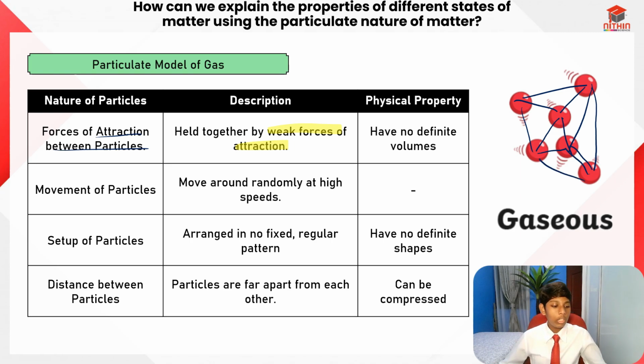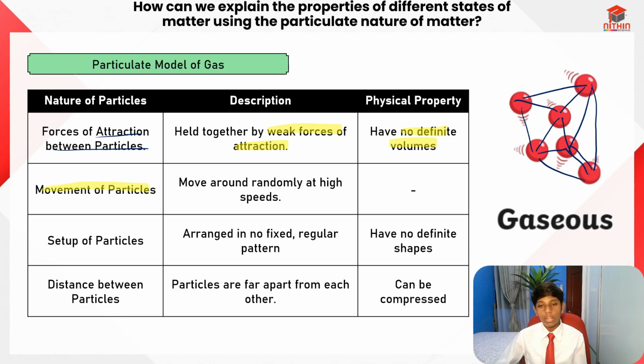See that they are actually quite far apart from each other. And this shows that gases actually do not have any definite volume. Okay, so they have no definite volumes. Now, the movement of particles.